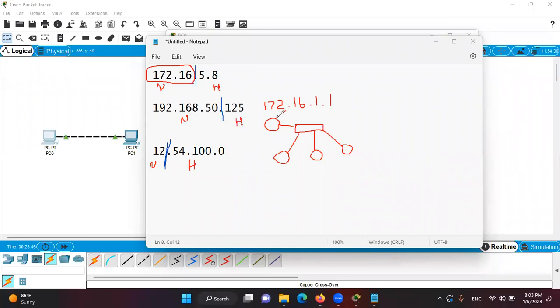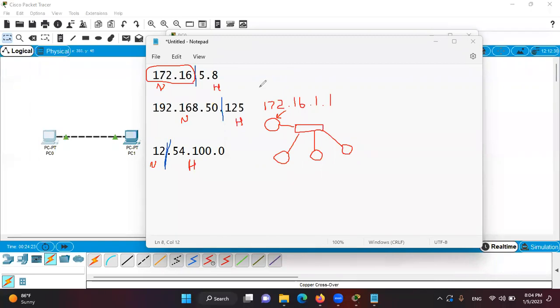So I'm going to give an IP address to the first computer: 172.16.1.1. Now, children, again I have to mention where I am going to divide this IP address into two segments, the network part and the host part. If you don't understand, please ask. If anything in this explanation is unclear, ask, children.